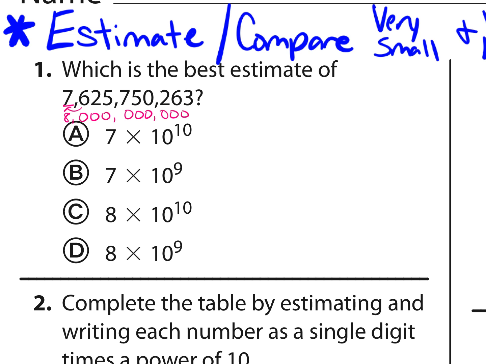And I could write that as a power of 10. That is the number 8 times 1 billion, which we could rewrite 1 billion as 10 to the 9th power. We can notice, by the way, it's 1 followed by 9 zeros, which is 10 to the 9th power. And so this is answer choice D.